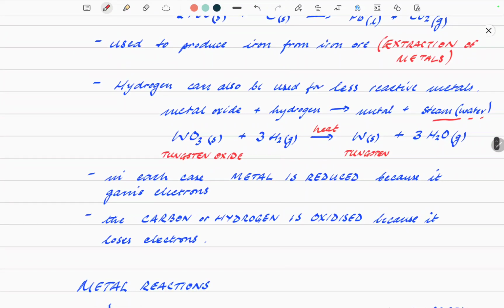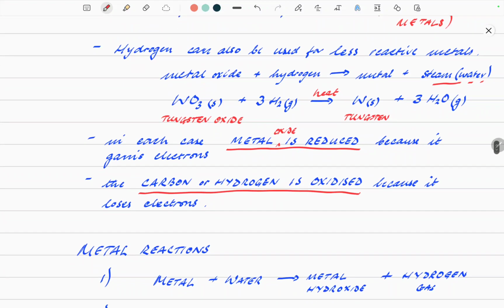Now, the really important thing to note here is that in each case, the metal is reduced. So I should really say, for accuracy's sake, the metal oxide is reduced because it gains electrons. And the carbon or the hydrogen, whichever is being used, is oxidized. The carbon goes to carbon dioxide, the hydrogen goes to water in most cases, because it loses electrons.